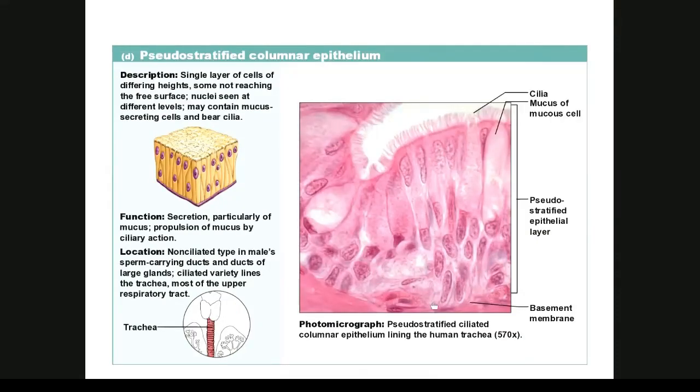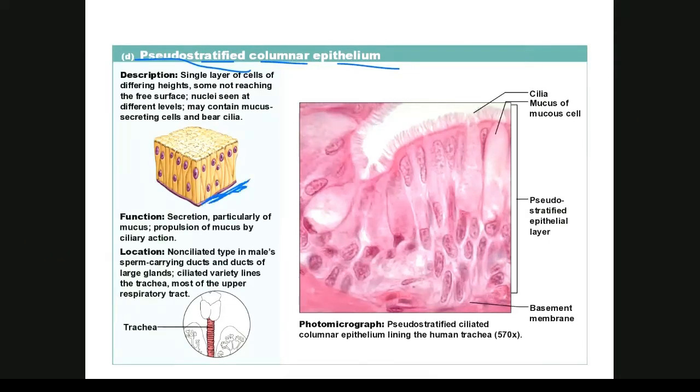Pseudostratified columnar epithelium sounds like a lot of words, but it's not if you look at the words together. Pseudo means false. Stratified means stacked, then column-shaped, and then epithelium. If you look at these closely, which you really can't tell because of the cross sections, but you can from the picture over here, each cell goes all the way down to the basement membrane. So even though it appears to be stacked, it's not.